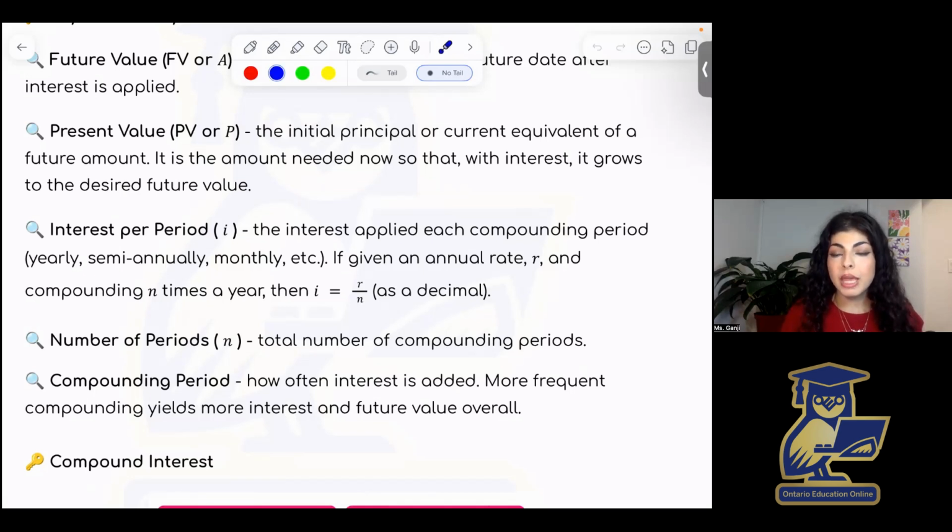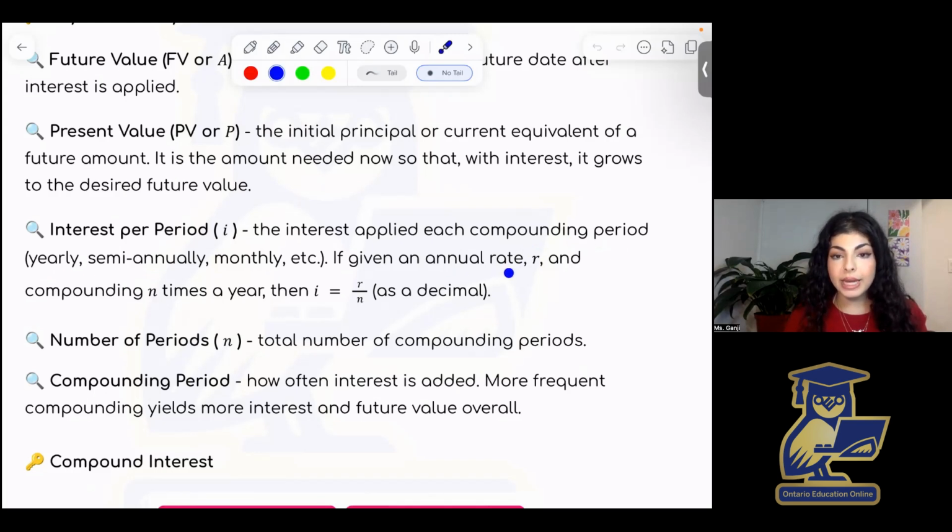That could also be, for example, monthly. If it's 10% and it's monthly, then each month it's 10 divided by 12, and that's the interest per period for that month. So, as our definition, it's the interest applied each compounding period. And again, that could be yearly, semi-annually, monthly, and I'll show you some more at the end of this lesson.